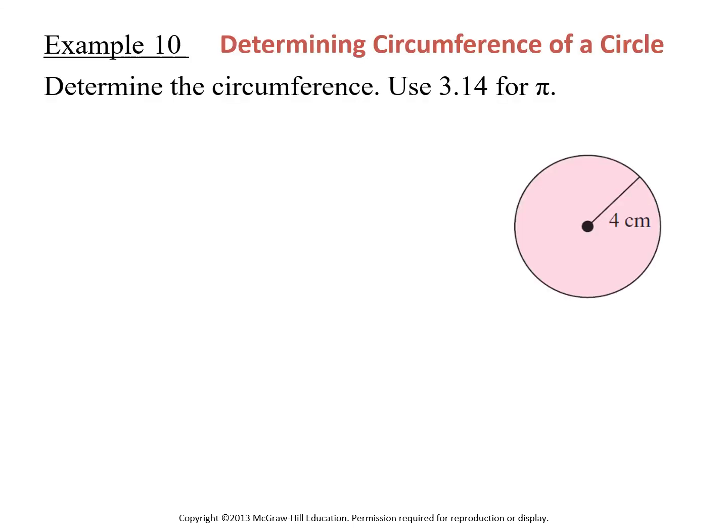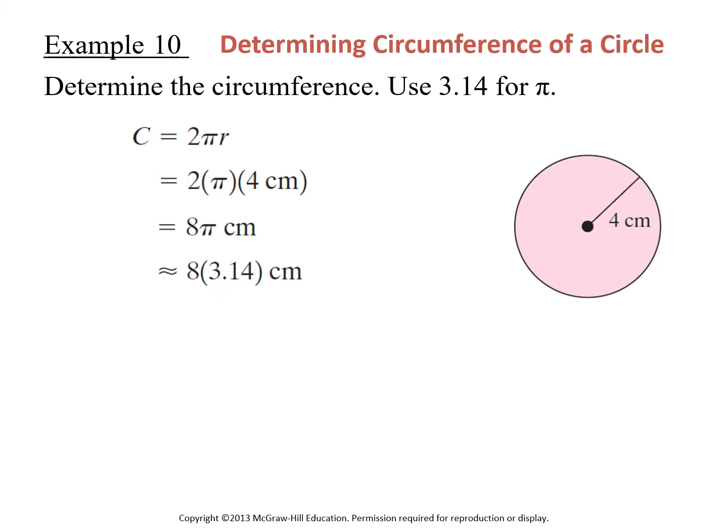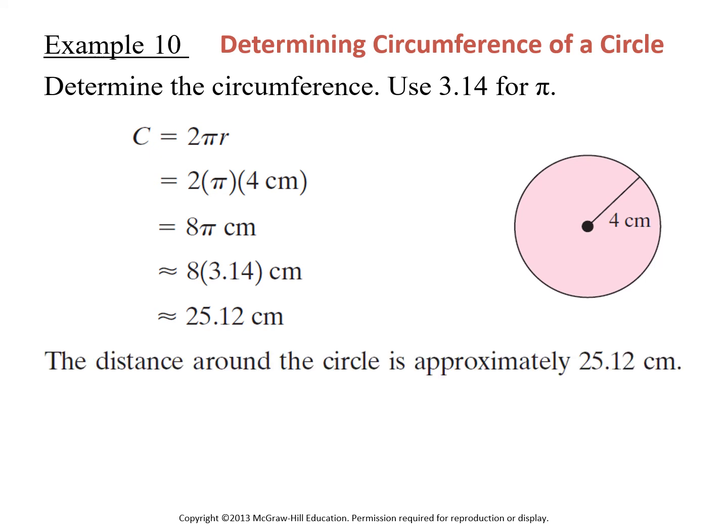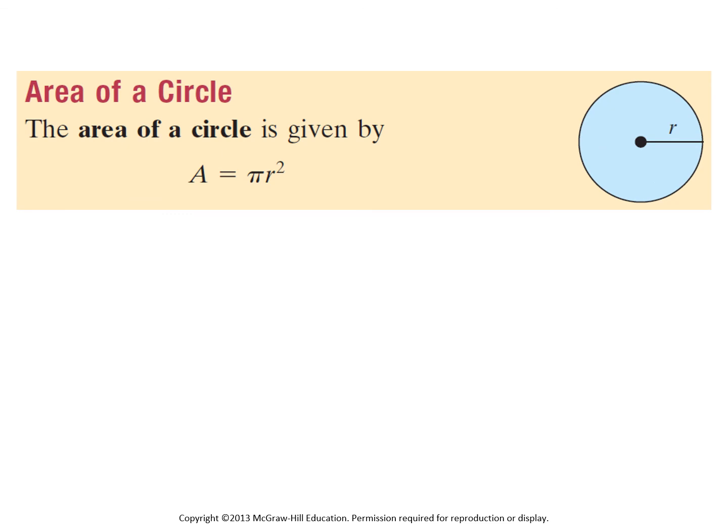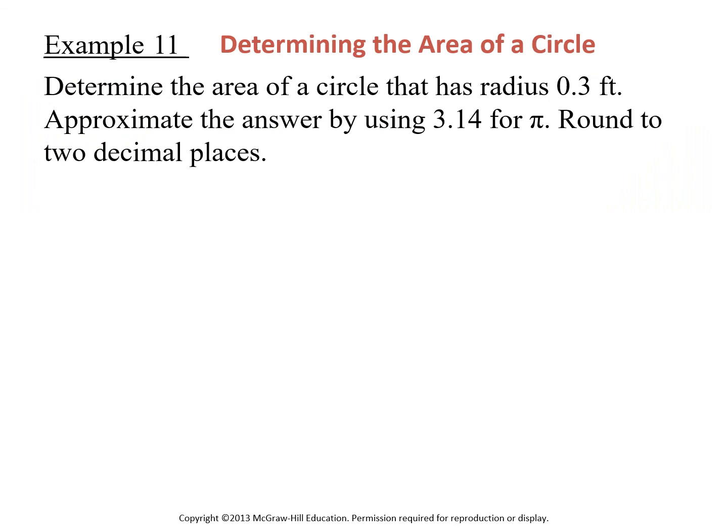So the circumference of this circle, since they gave us the picture with the radius, we'll use 2 pi r. So that's 2 times pi times the radius, 4. So 8 pi, and if we use approximately 3.14, then the distance around the circle, the circumference, is 25.12 centimeters. Now we're going to look at the area of this circle using pi r squared.